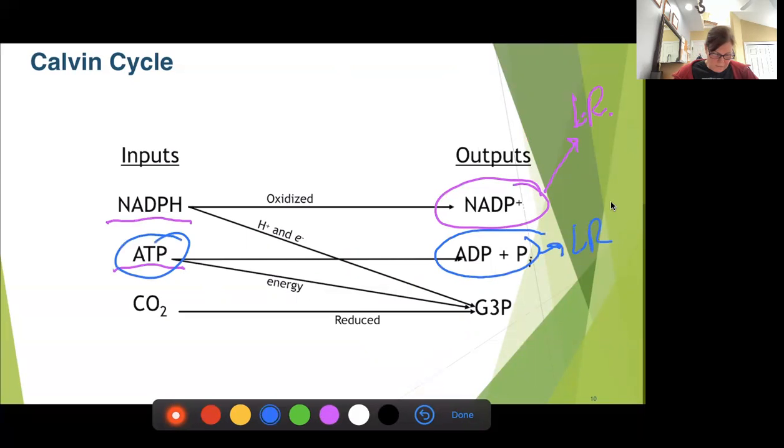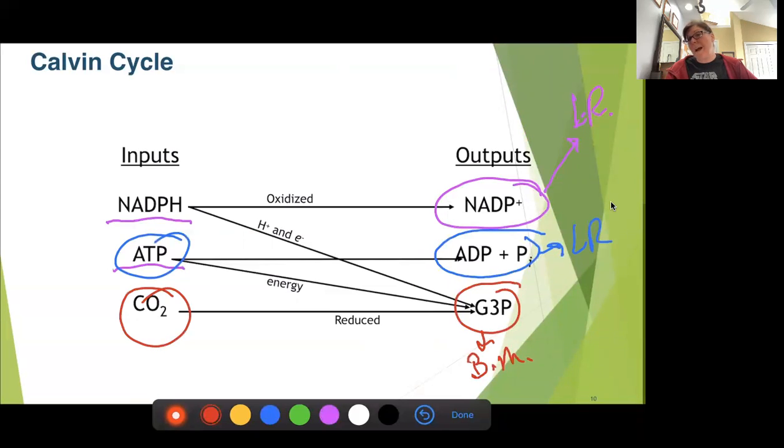And then we put in our CO2, right? Plants take in CO2, and we're going to make our G3P, which is going to go to make other biological macromolecules. We're going to make our sugars. We're going to make our lipids. We're going to make our amino acids.